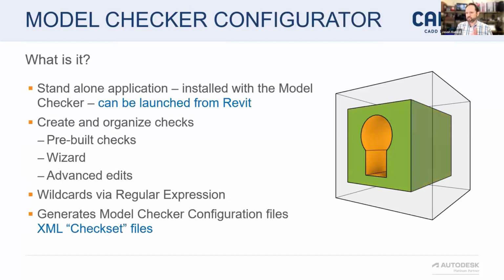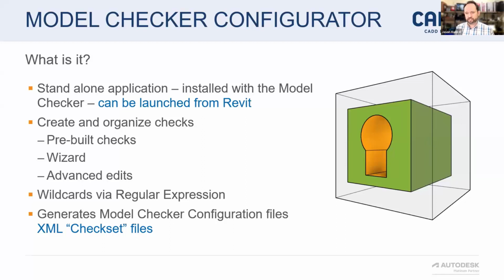Its good, close, dearest friend is the Model Checker Configurator. It is a standalone executable. It installs with the interoperability tools. It can be launched from Revit, or you can go track down the exe in the install folder and drag a shortcut to your desktop if you want. But this is where the checks are actually made.